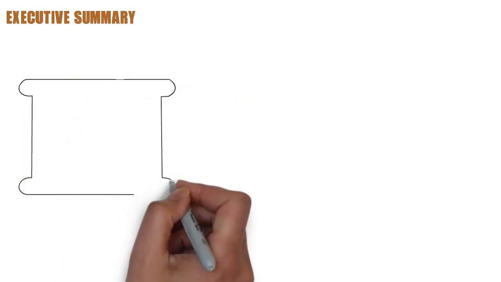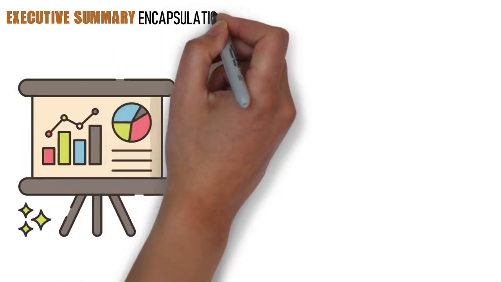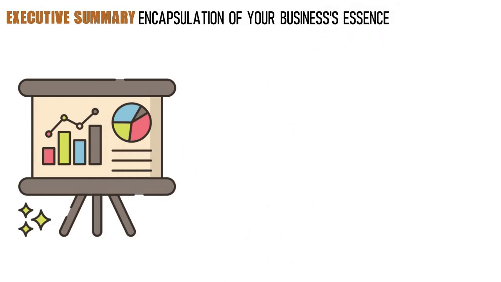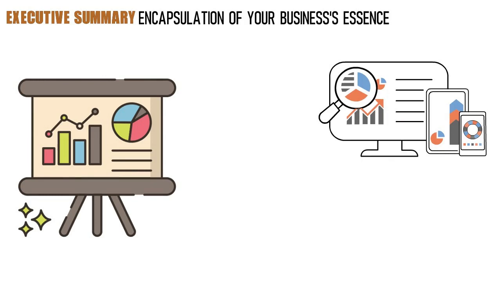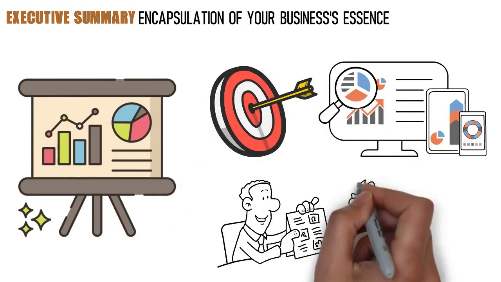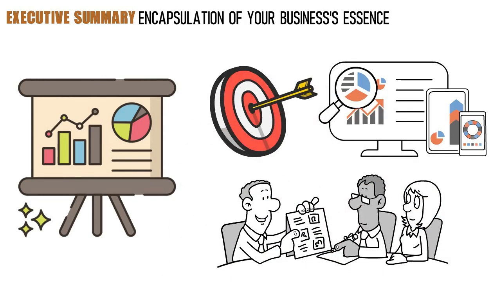Executive Summary. At the forefront of your business plan is the executive summary, an encapsulation of your business's essence. This section provides a concise yet compelling overview of your business, its core mission, and the key reasons why your business idea stands out.